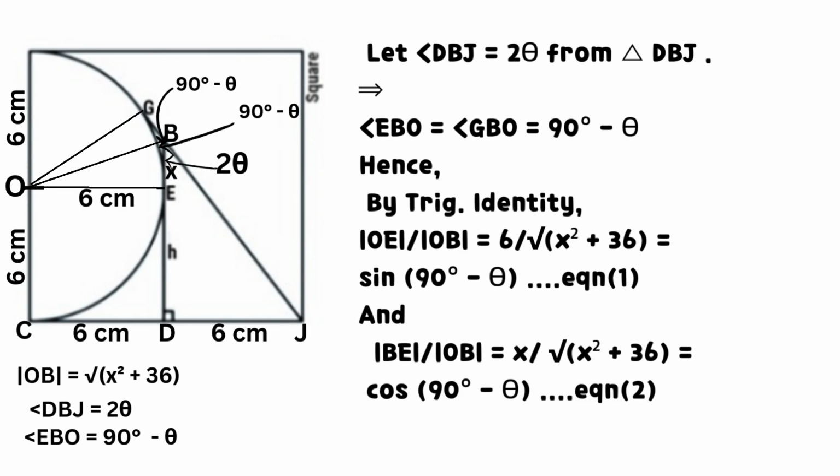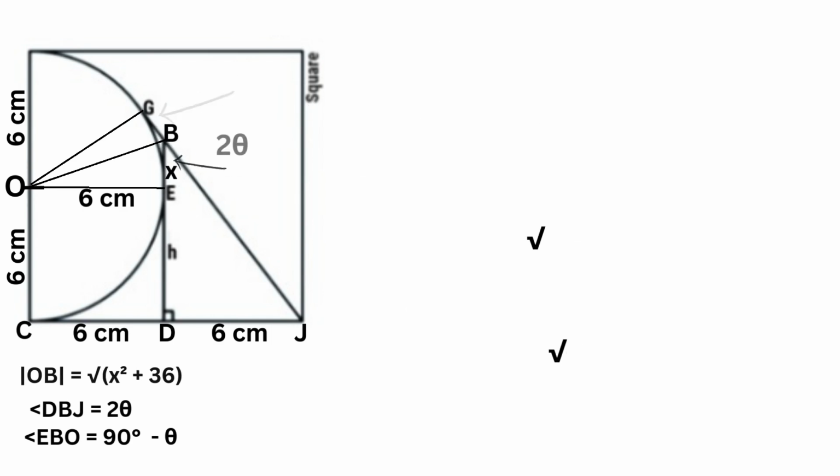And length BE divided by length OB equals x divided by the square root of the sum of the square of x and 36, which equals cosine of 90 degrees minus theta. We call it equation 2.